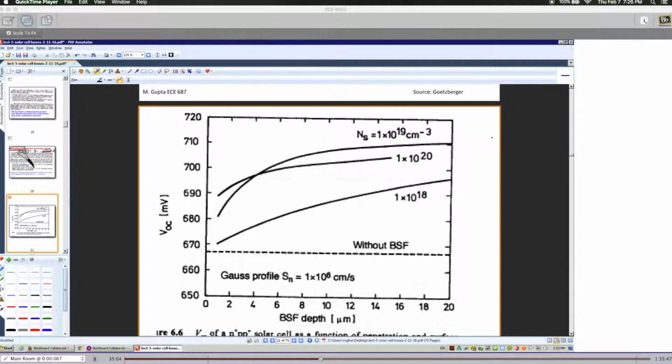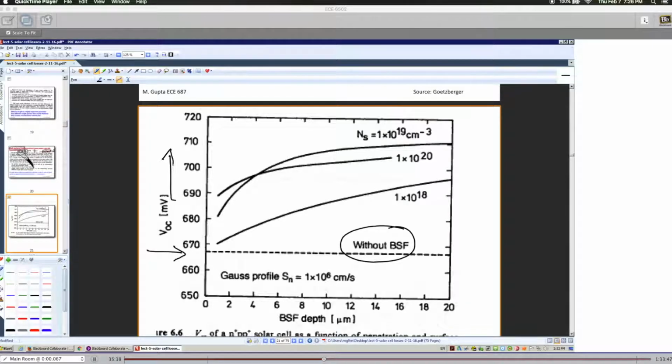Notice if you do not have the back surface field, okay, your VOC is only this much, okay. But if you have a back surface field, then your VOC will go up, okay. And VOC goes up means the efficiency will go up, okay. So you can see that by making a semiconductor with P and having a P plus layer, that allows to enhance the open circuit voltage.